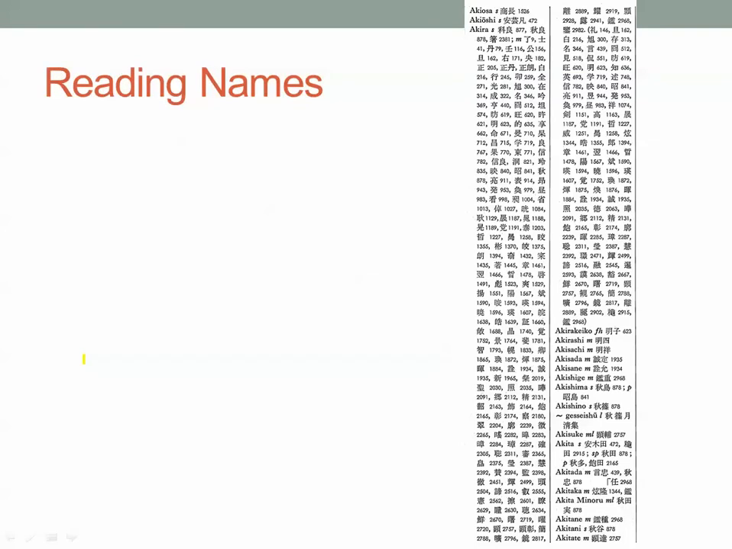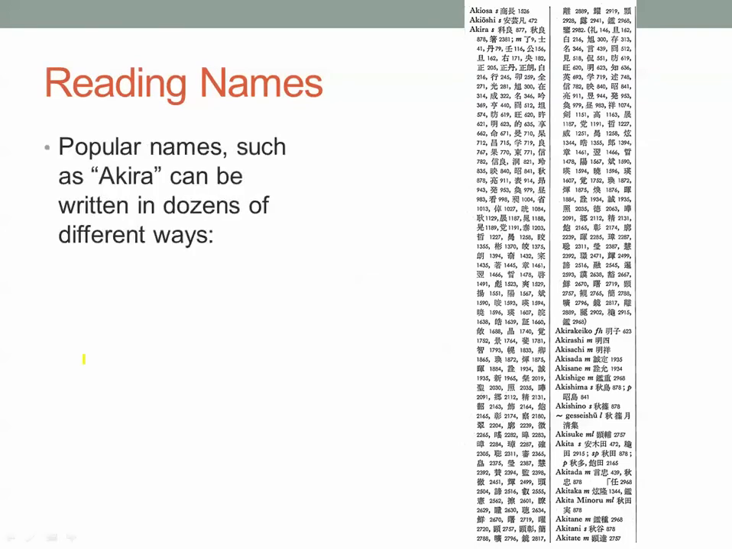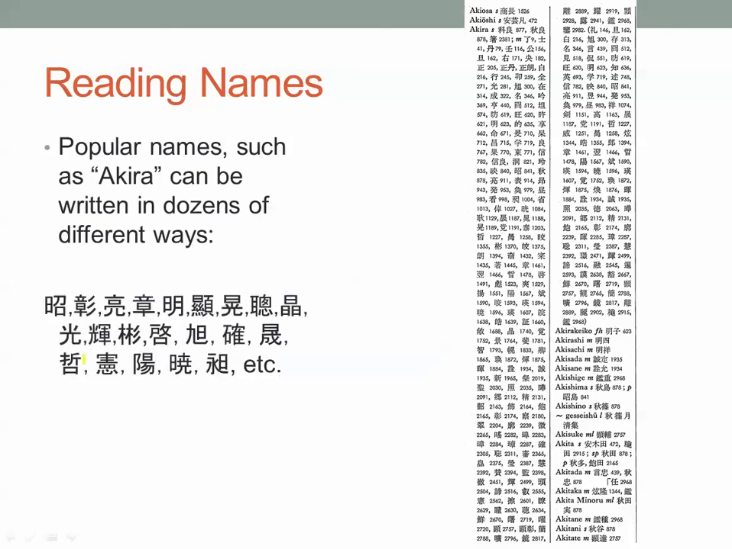Here's some other weird and difficult stuff about Japanese. Popular names, such as Akira, one of the most popular male names, can be written in dozens of different ways. I've listed some of them here on the left in the slide. On the right-hand side, what we're looking at is the entry in a name dictionary I'm going to be mentioning later on in this lecture.